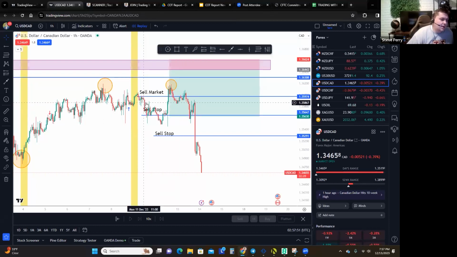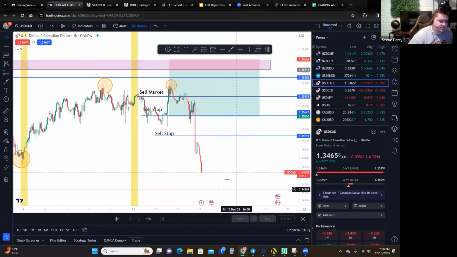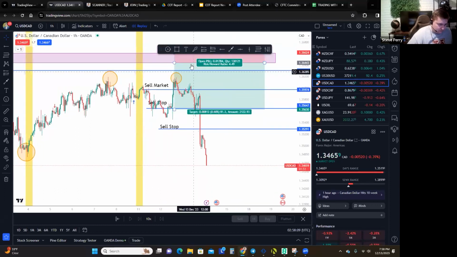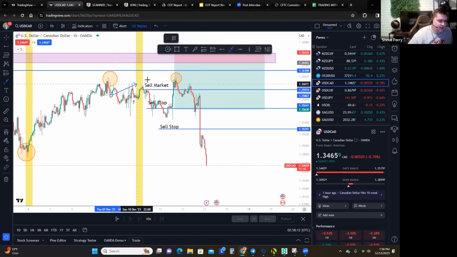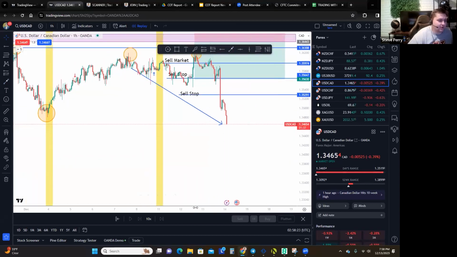I can't remember if I did another trade. I'm going to say I didn't, but if I did, it would have been nice. I would have added another sell stop here, but I'm just going to say I did this. So I just let this one sit pretty much all week. I left all three sell stops ready to go. Then this most recent one triggered very quickly, and we are on our way. This thing is sinking like a ship right now.